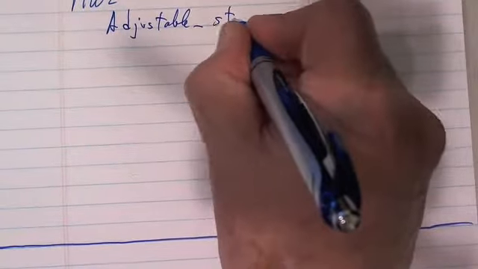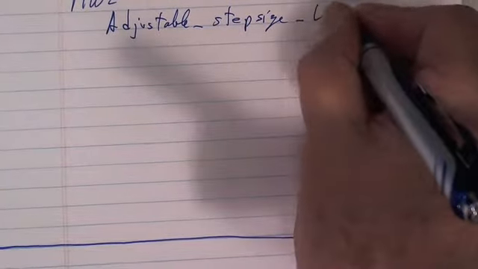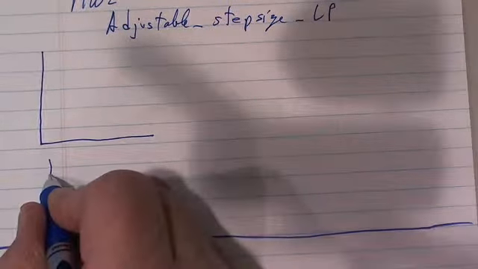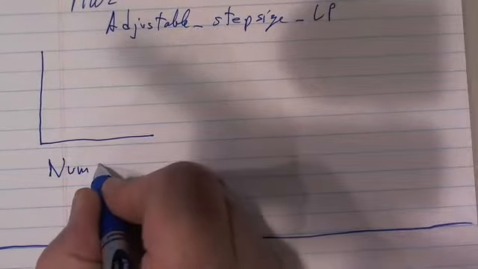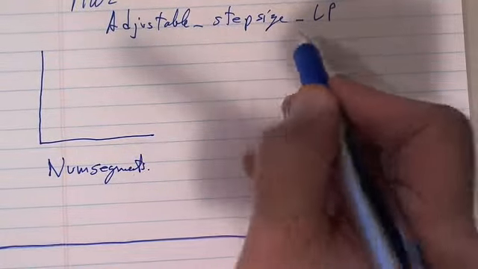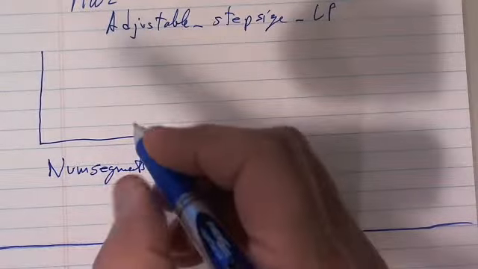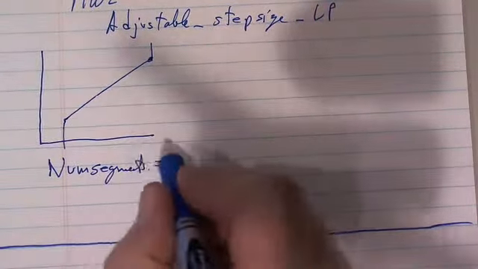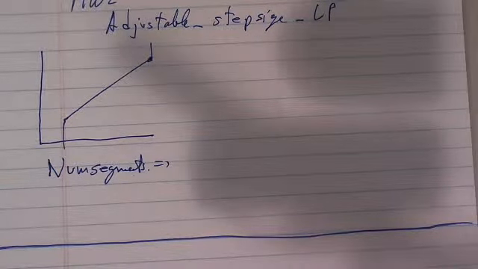But in homework 2, we have Adjustable Step Size LP. So you can start out and say, okay, there's a variable called num segments. I should have called it adjustable number of segments LP. That's got to be too long. Anyway, the number of segments equal to 1. So I could solve it like this. LP will solve that one right away. And you get a solution.